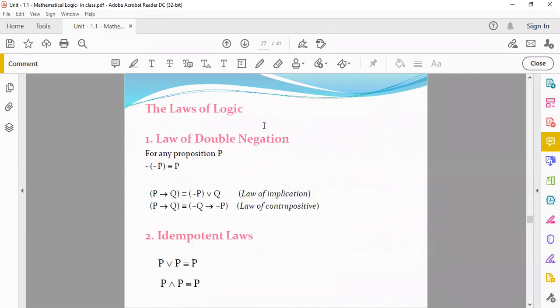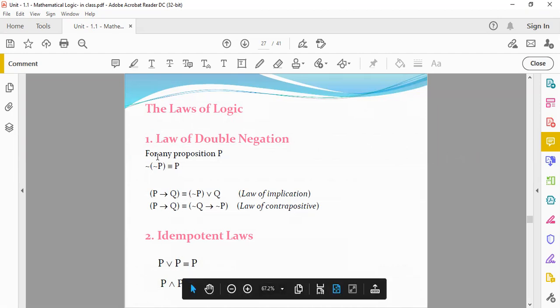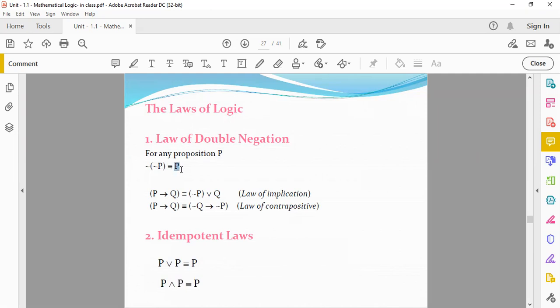Now coming to the most important one, the laws of logic. We already discussed them earlier. What are the laws of logic? Double negation: negation of negation P is equivalent to P. Yesterday I shared this document with you, so please go through that document and be well prepared. For any proposition P, negation of negation P equals P. It is the double negation law.